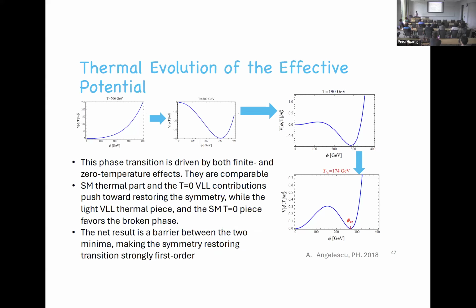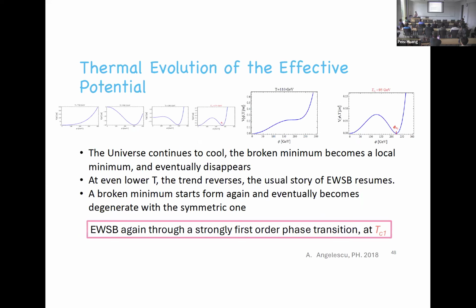So this one is driven by both finite temperature and zero temperature contributions. They are comparable at this temperature. The standard model thermal part and zero temperature vector-like lepton contributions push toward restoring the symmetry, and the thermal piece of the lighter state and the standard model zero temperature piece favor the broken phase. So the net result is a barrier between the two, making the symmetry restoring transition strongly first order.